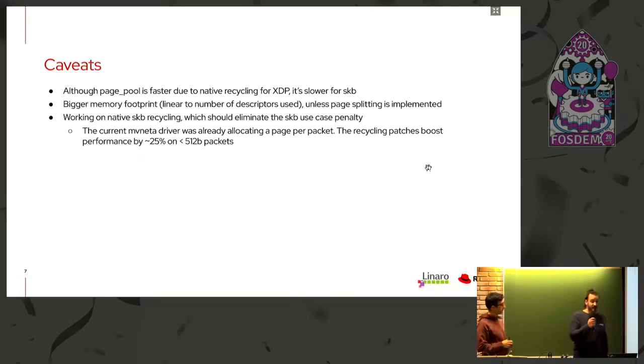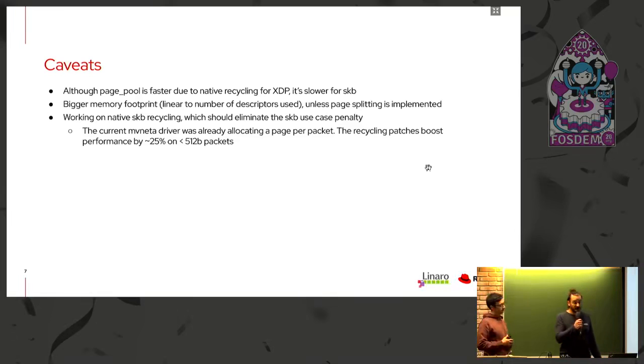Now, this is not all perfect. If you switch from NAPI alloc SKB that the kernel is doing to an XDP, your normal network stack in the kernel is going to slow down, because allocating a page compared to allocating fragments is substantially slower. But if you use it for XDP, then you get all the native performance improvements we have with recycling packets.